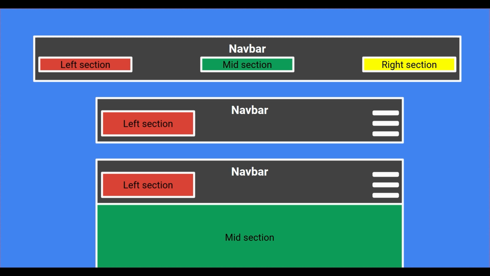So this is the layout we are going to create. With a wider screen, we will have the layout like this, with the main navbar consisting of the left section, the mid section and the right section. But as we decrease the size of the screen, the right section will disappear and the toggle button, the hamburger button, will appear, while the left section will remain there. When we click the toggle button, the mid section will appear. Again, when we click the toggle button, the mid section will disappear. So we are going to create a navbar which will be responsive like that.